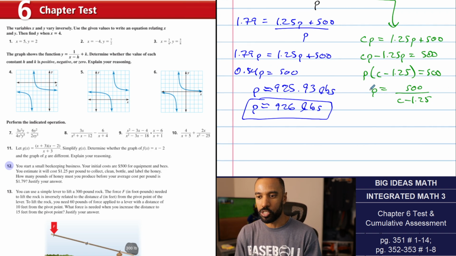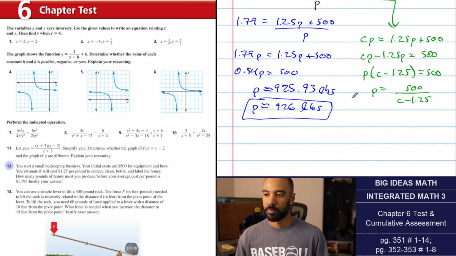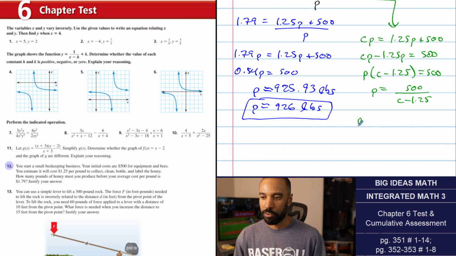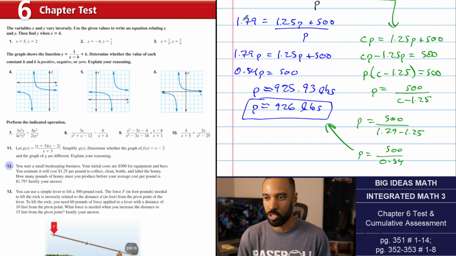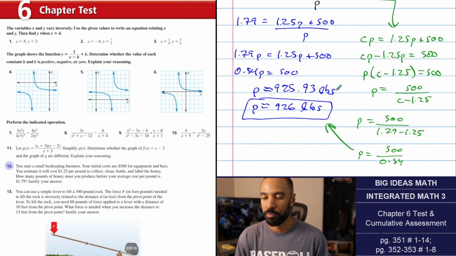Now we can substitute 1.79 in for C right there. So 500 over 1.79 minus 1.25, which is 500 over 0.54. And you get the exact same answer there. So whether you want to solve for P first, or plug it in first, I'd probably do this first one to solve. 926 pounds is what gets you that average cost. All right, number 13.